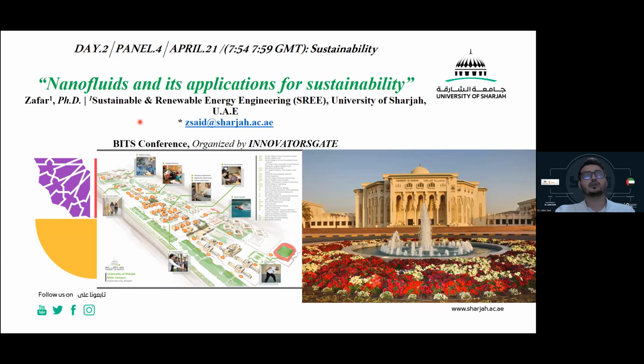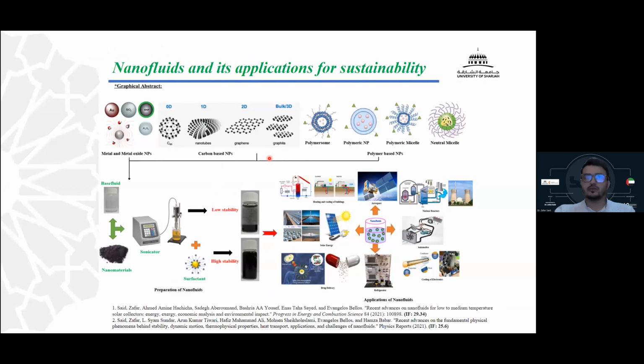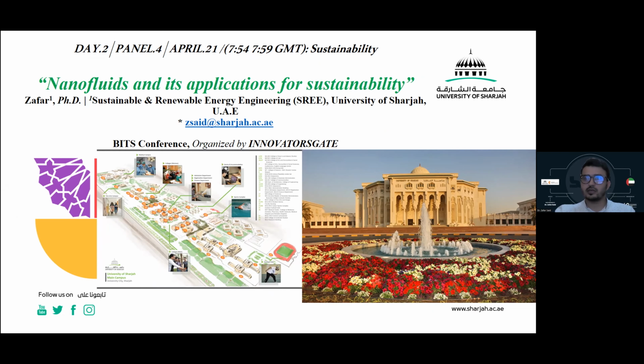I'm Dr. Zafar. I'll be talking today about my area, which is nanofluids. It's more towards thermofluids for heat transfer, and to see its application towards sustainability. This is our university. We are in a desert region, but we are trying to focus more towards renewables, so it's more green in these areas. I'll be talking about nanofluids. In short, I'll give you a brief introduction.